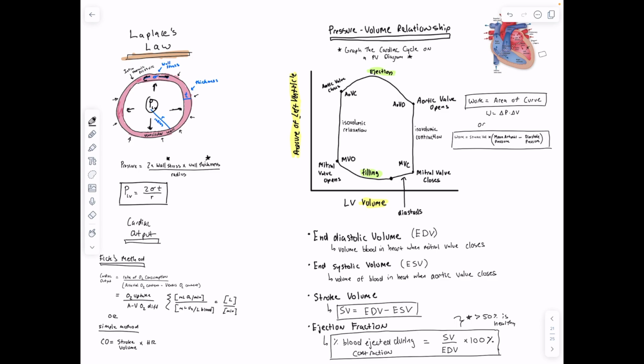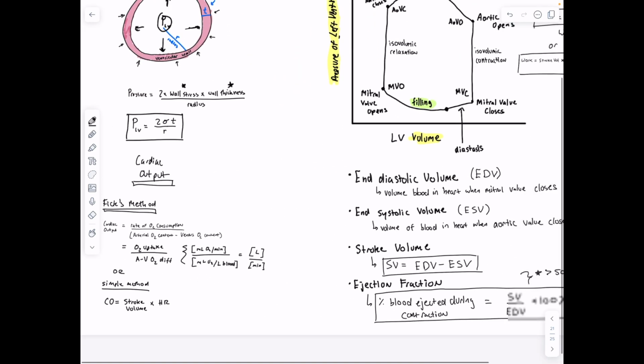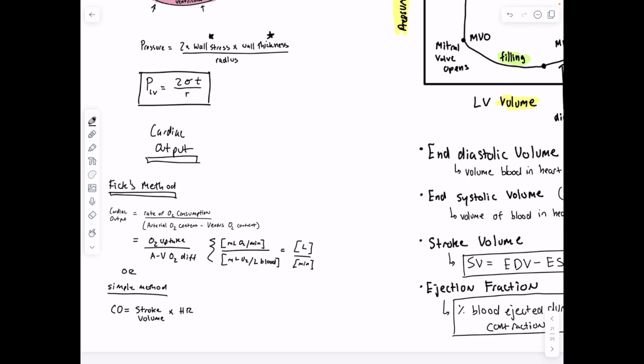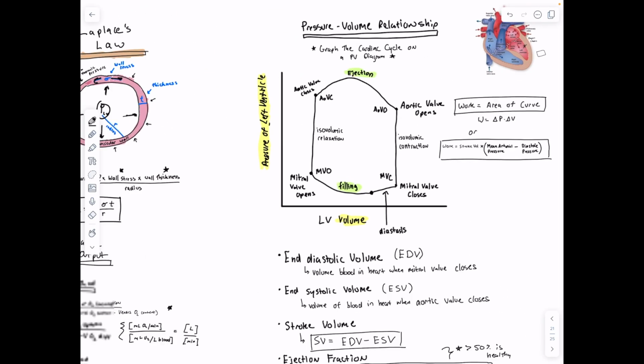First is a little bit not quite necessary for that particular goal, but good to know. We have 2 methods for determining cardiac output, which is the blood pumped by the heart. One is the Fick method, where you get the rate of oxygen consumption and divide that by the arterial blood oxygen content minus the venous blood oxygen content. So that's this equation: O2 uptake divided by arterial minus venous oxygen content. Then there's a simple method, where cardiac output is stroke volume times heart rate. Presumably we could be tested on either.